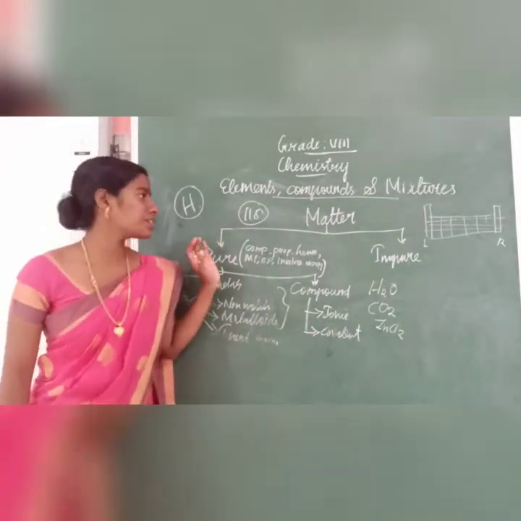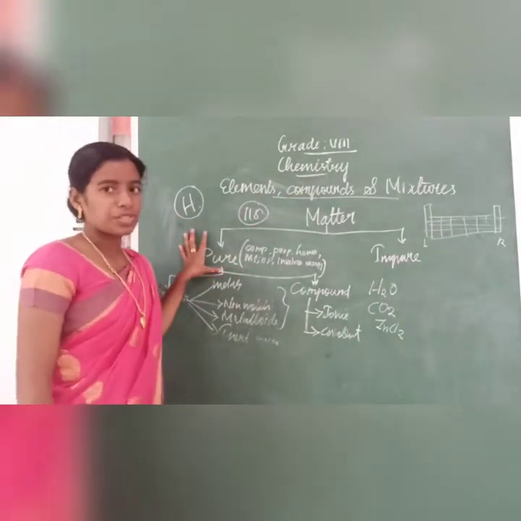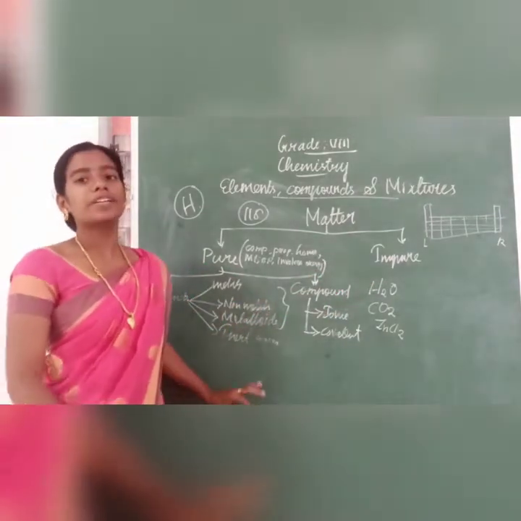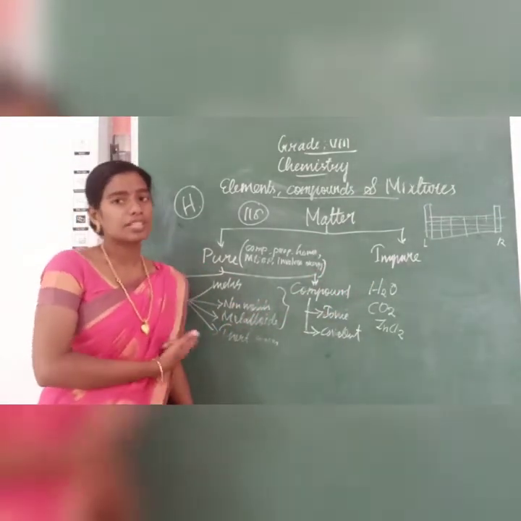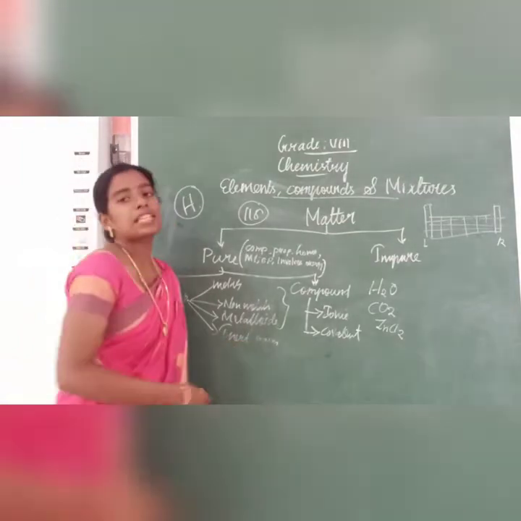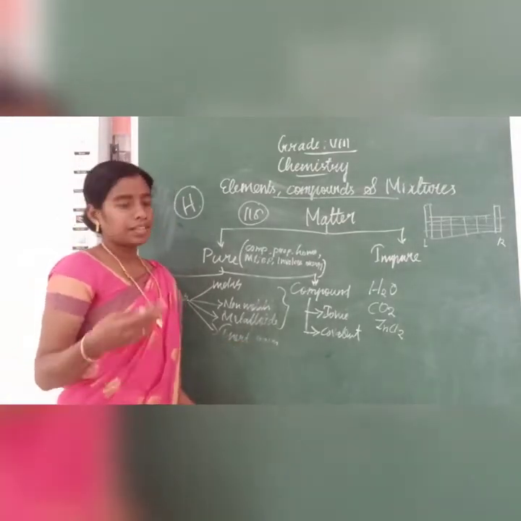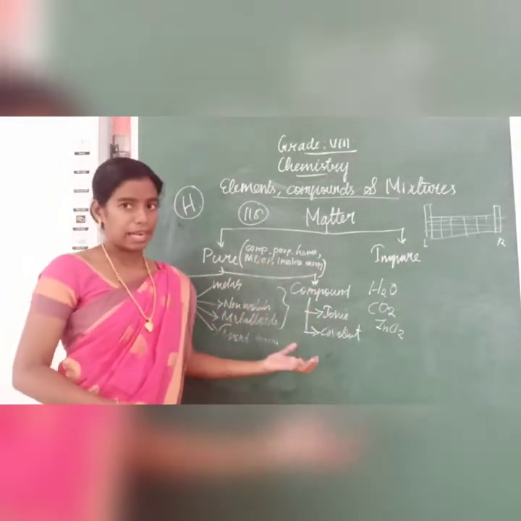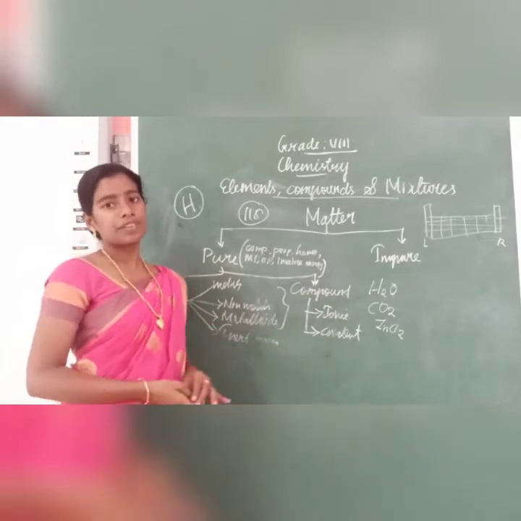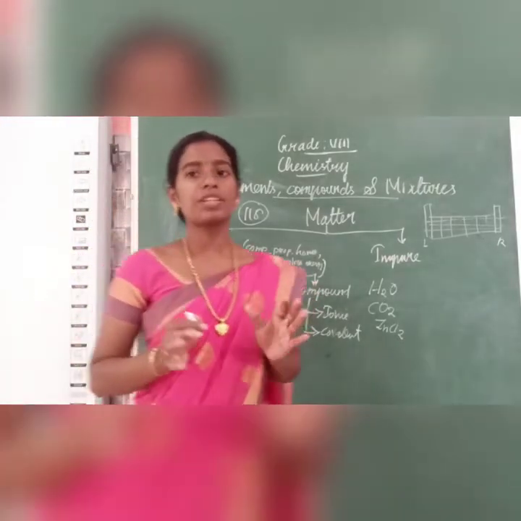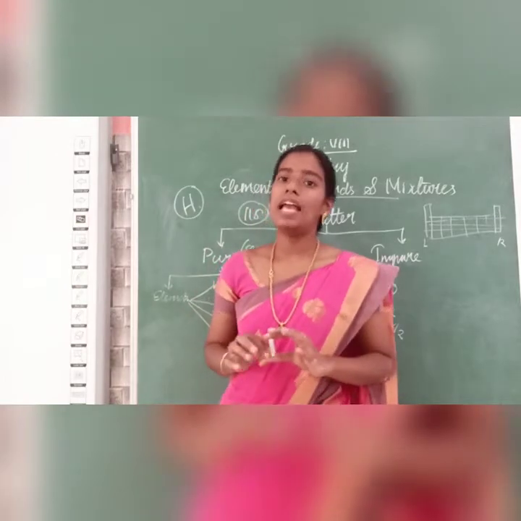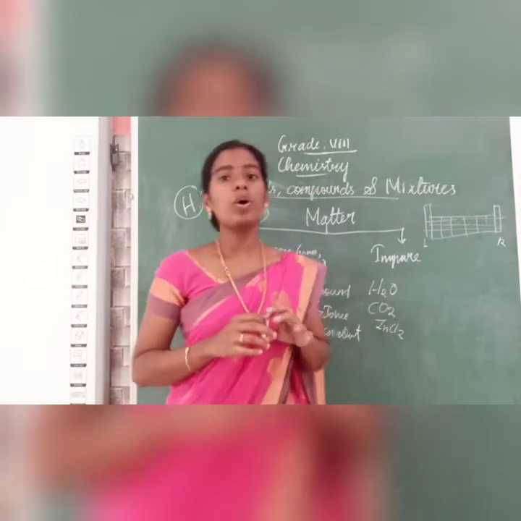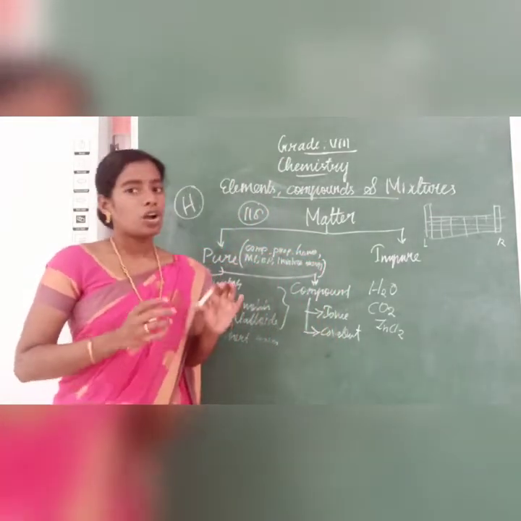Now are you clear about this? Matter, pure substance, is divided into elements and compounds. Elements can be further divided into metals, non-metals, metalloids and inert gases. Inert gases' other name is noble gases. Then the other type is compound. Compound is a combination of two or more elements. These compounds are classified into two types based upon the bond between the elements present in the compound. The two types are ionic compounds and covalent compounds.